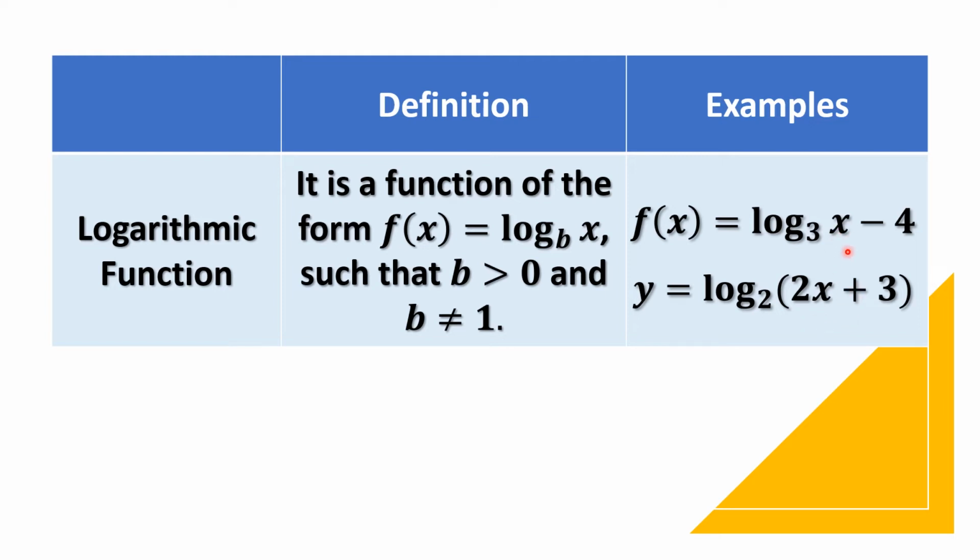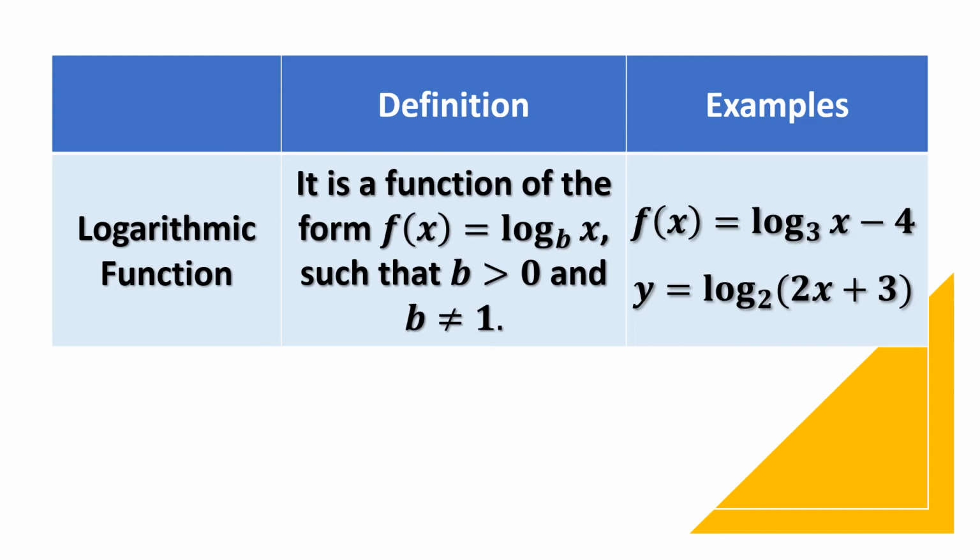In the first one, only x is included in our logarithmic expression. So it is the log of x with base 3. Now, the other example has the parentheses. That means 2x plus 3, this whole expression, is part of the logarithmic expression. So, the log of 2x plus 3 with base 2. That is their difference.